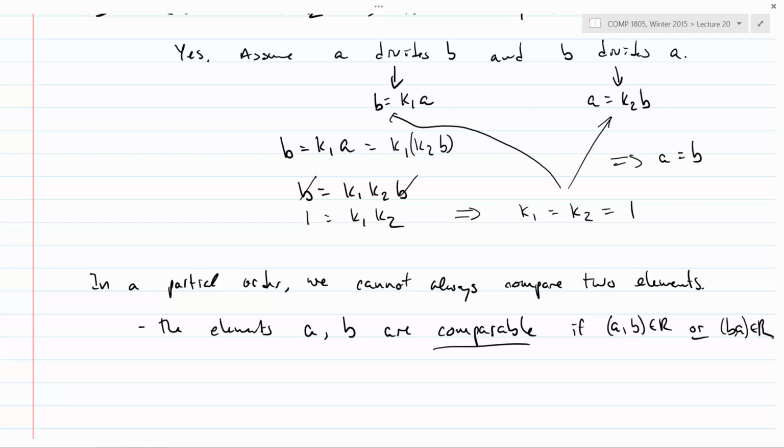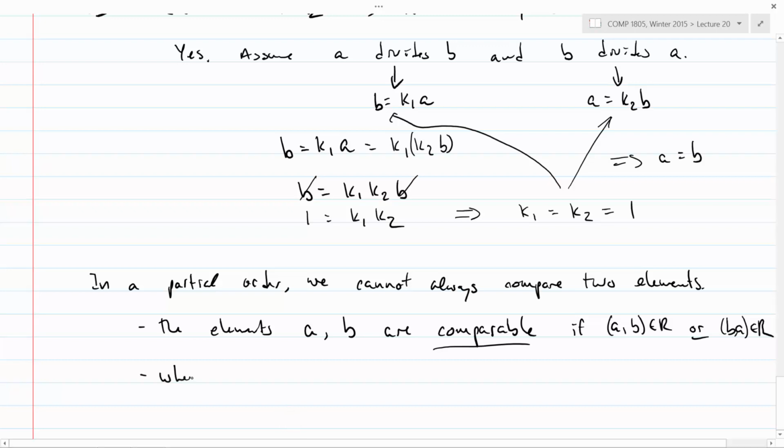or 3 is less than or equal to 1. That's what I mean to say. So in that relation, all pairs of elements are comparable because we know a lot about the less than or equal relation. But it doesn't have to be that way. Sometimes pairs can be incomparable.